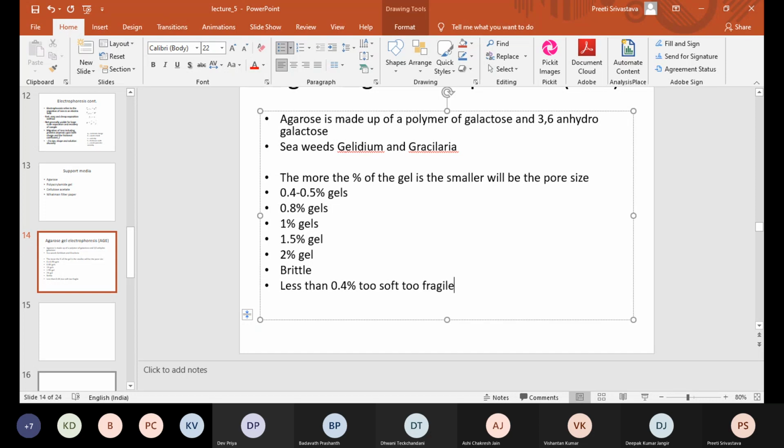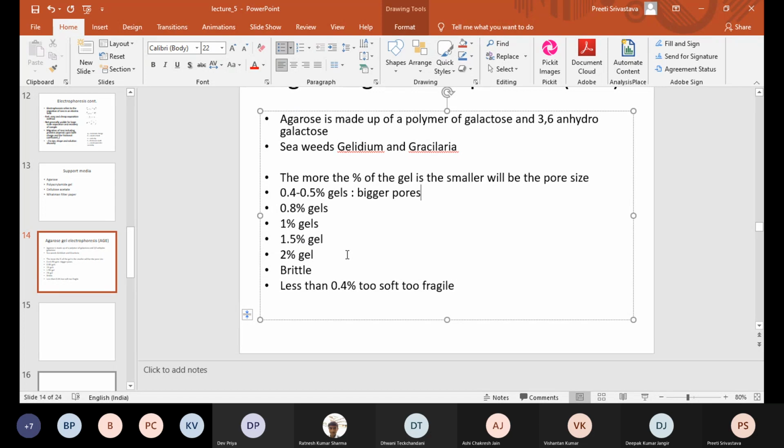I'll be explaining how to prepare these gels, but first to give you an idea of how to decide what kind of gels should be used. Class, have you studied this before or no? Should I explain all of these? Yes, ma'am, you can please explain. Okay, so 0.4 to 0.5% gel versus 2% gel. Which one will have bigger pores? The 0.4 to 0.5% gel. Right.